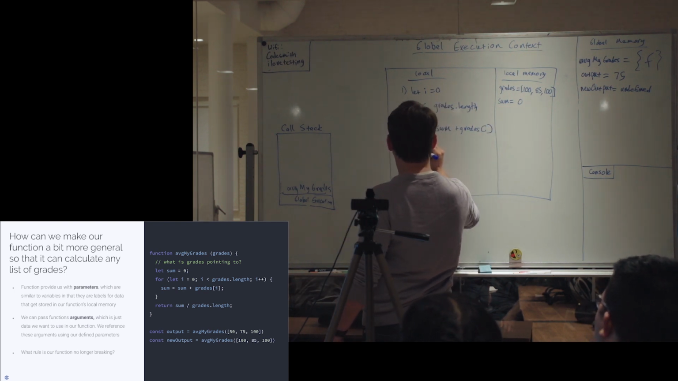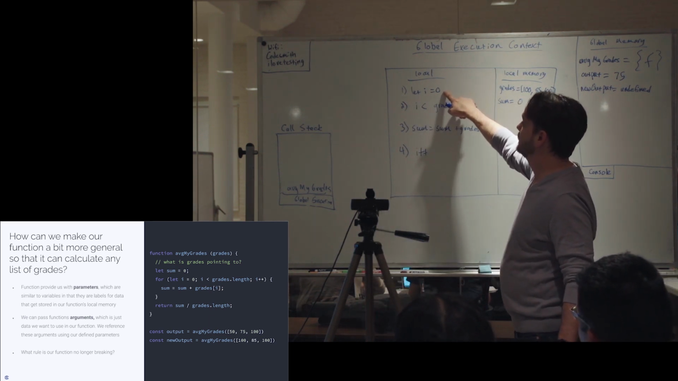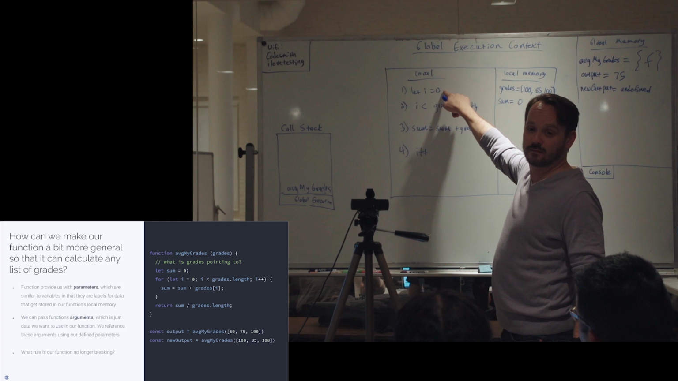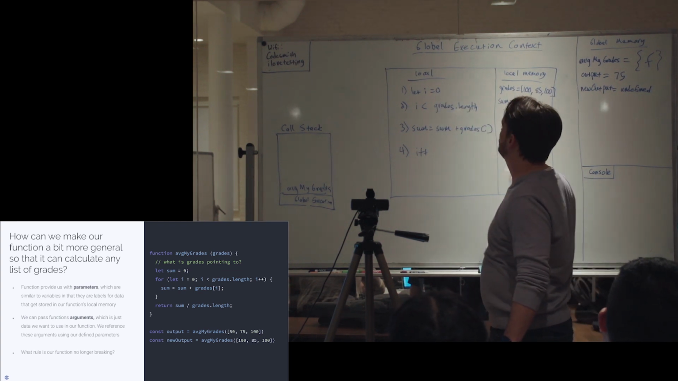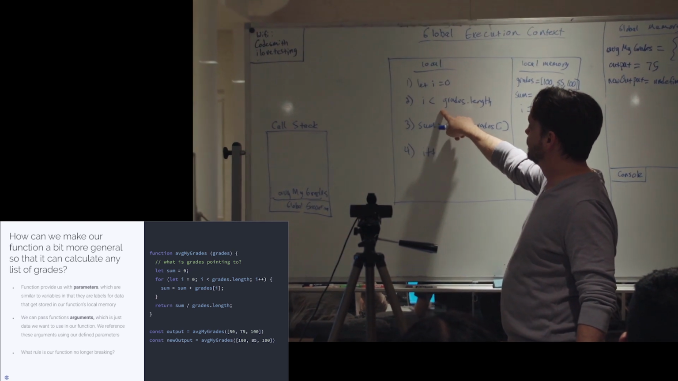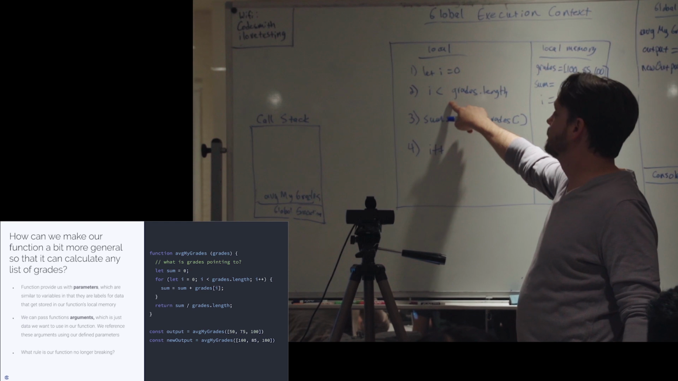Okay. So how do I walk through it? So then we're going to say i is 0. And where do I store that? We're going to start over there, right here in my local memory. Okay. And then we're going to go to the condition. Is i equal to 0 less than grades.length, which is 3?